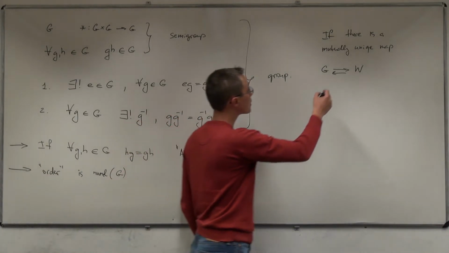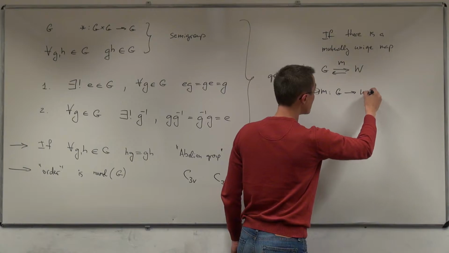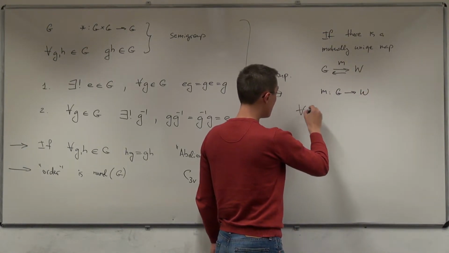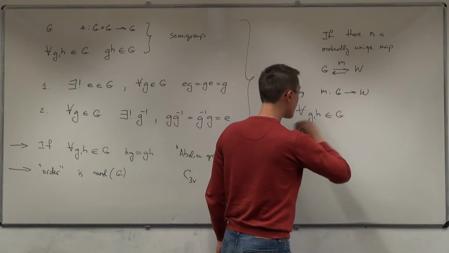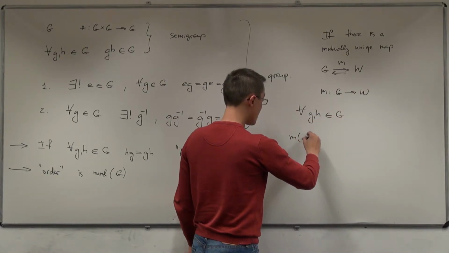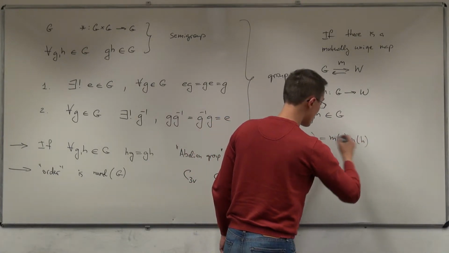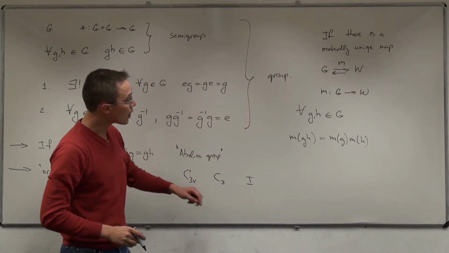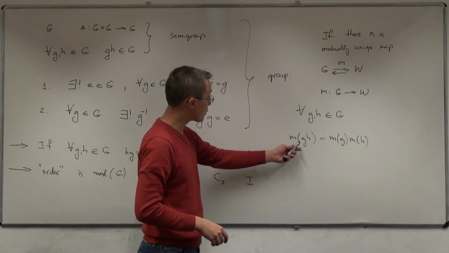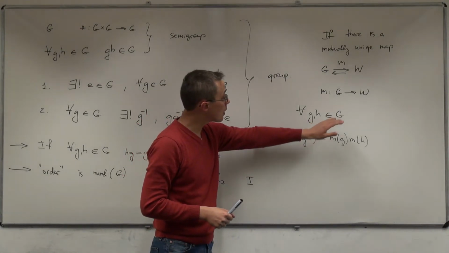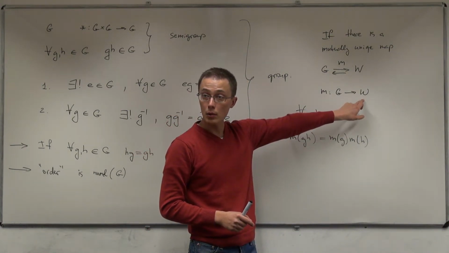So if this is, let's say, a map M, so M maps G into W, then for any g and h belonging to G, M of gh must be the same as M of g times M of h. So any such map must preserve the properties of the group, in that if we've got a product of two elements inside G, then it should map into the product of their images inside W.